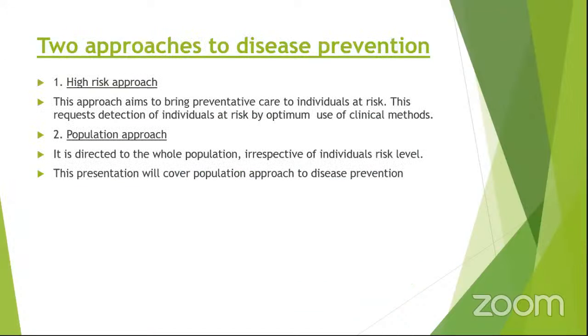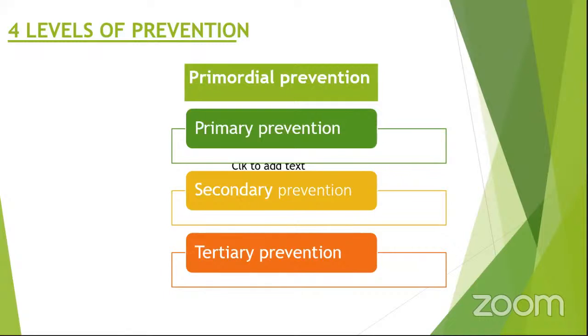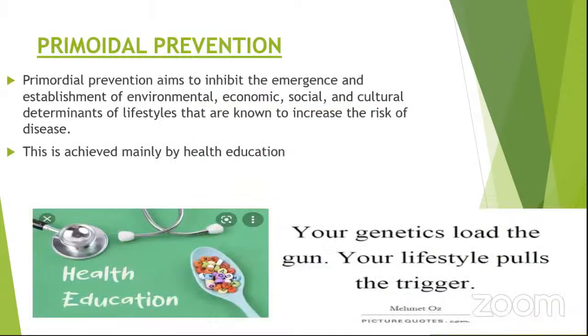There are 2 approaches to disease prevention. There's the high-risk approach, which aims to bring preventative care to individuals at risk, and the population approach, which is directed to the whole population, irrespective of individual risk level. And this is what the presentation is going to cover. There are 4 levels of disease prevention: primordial, primary, secondary, and tertiary.